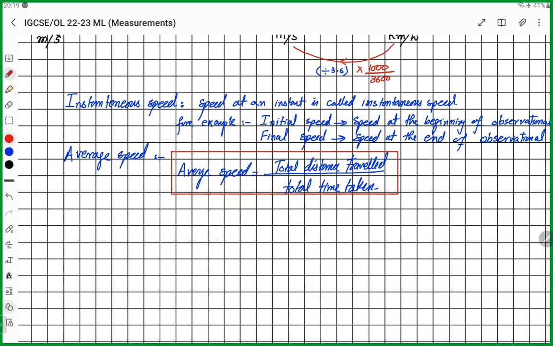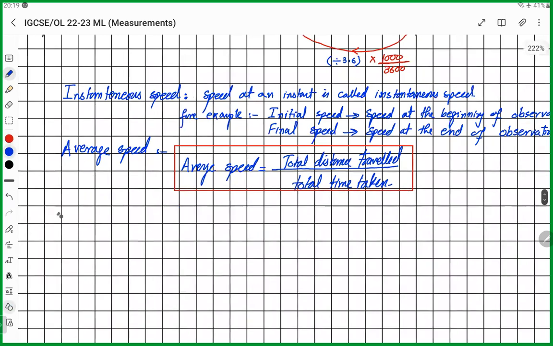Now, what is meant by constant speed? It's when distance and time are directly proportional. Actually, yes, that is one way of saying that, but we define constant speed as if an object is traveling equal distances in equal intervals of time, it is traveling with constant speed.